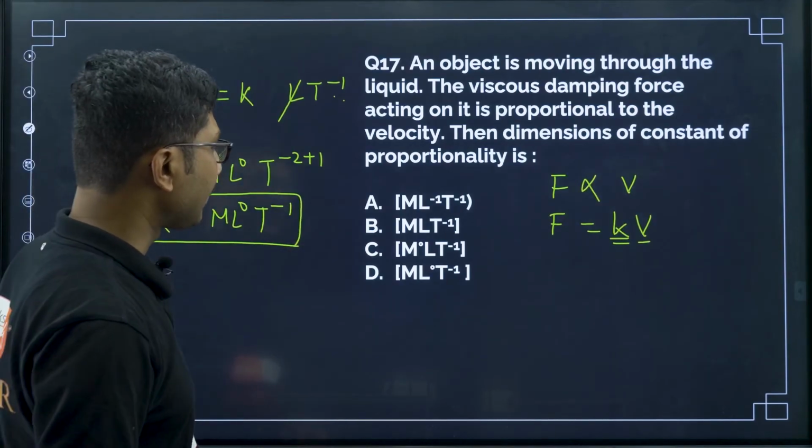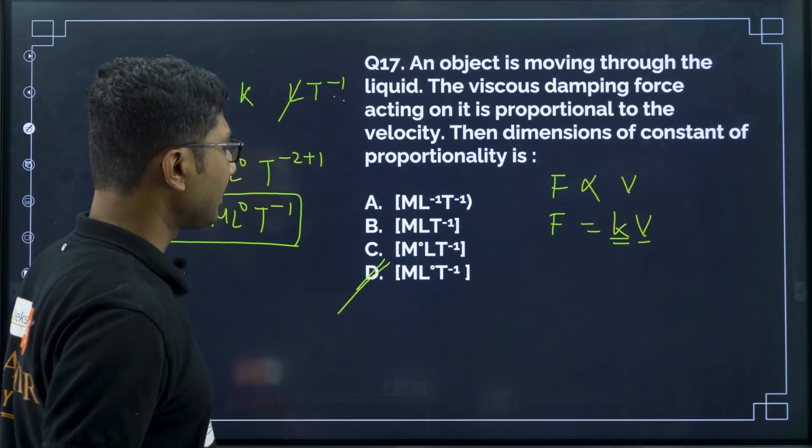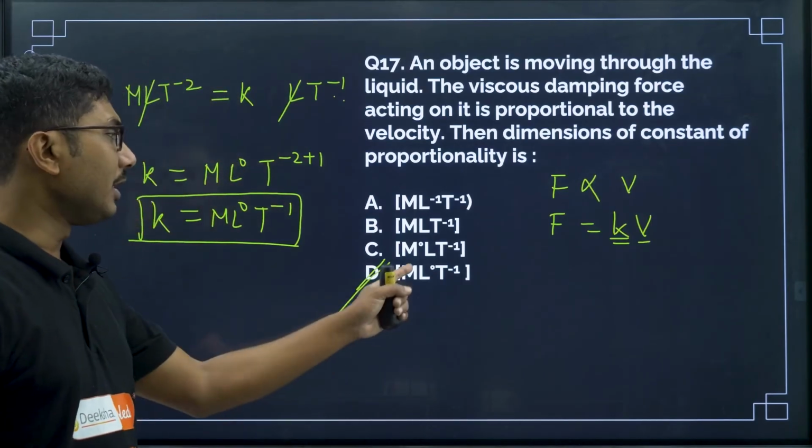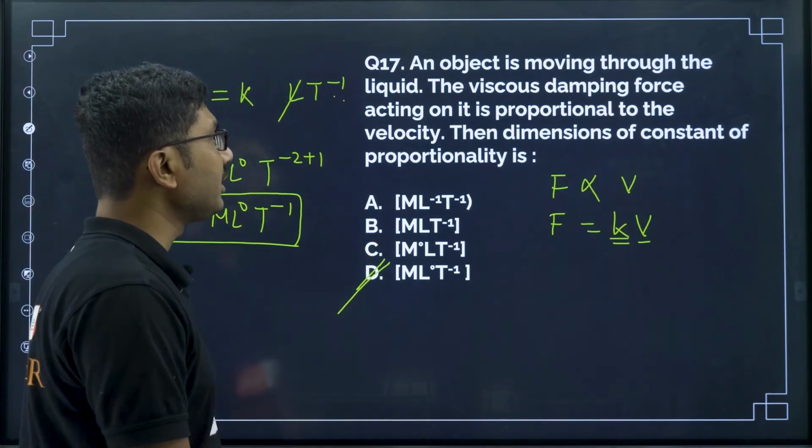So this is the dimension of this quantity. From the expression we can see that obviously only one quantity has L equals 0 dimension. So that is option D.